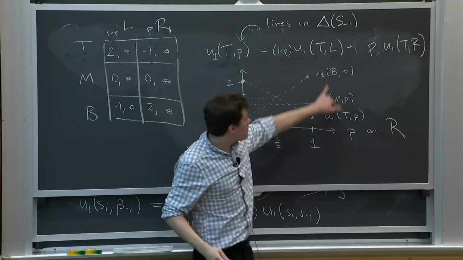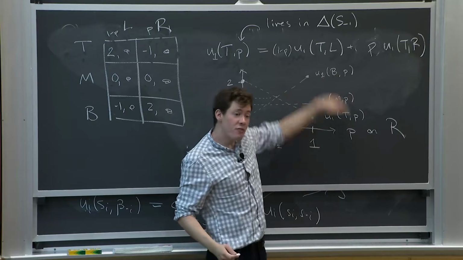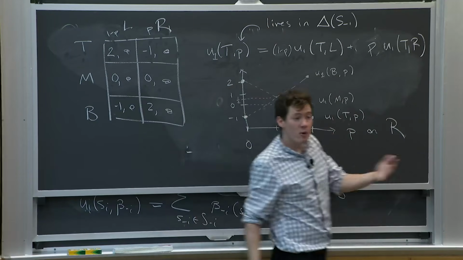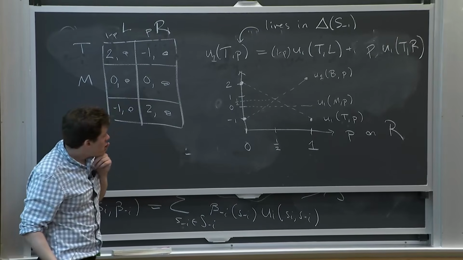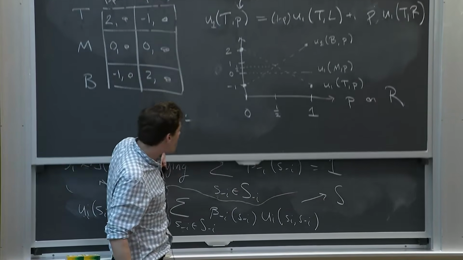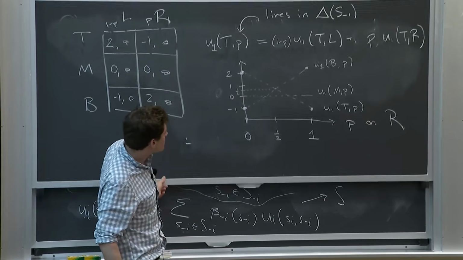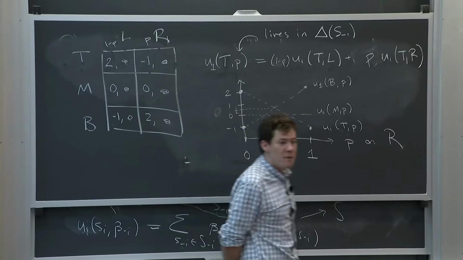So to be clear, each of these is a different function of P. We have 3 different functions of P, where P is a number between 0 and 1. And I've graphed all 3 of the functions here. So from the graph, we should be able to say a lot about best responses. Can anyone read off from the graph what my best response is?